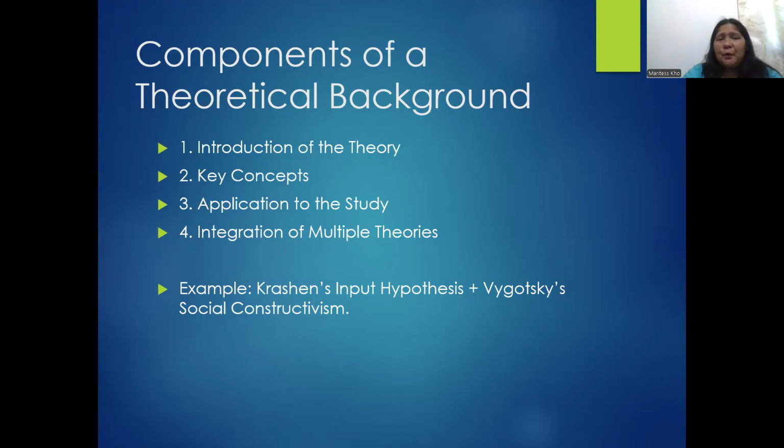Now, the second component of the theoretical background is the key concepts. So, if you introduce the key concepts, you are actually giving us the major ideas. So, example, the major ideas would be input, affective filter, and natural order. These are the three key components explaining how learners acquire language. So, you have to discuss these major ideas.